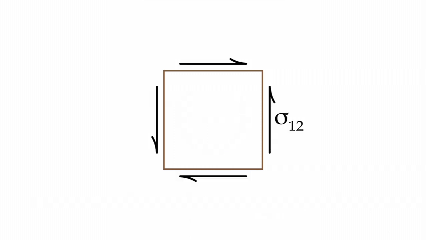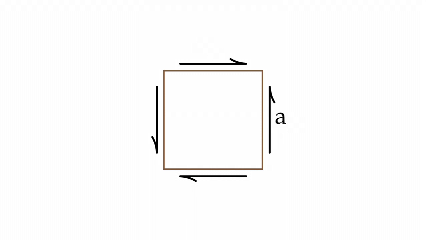In order to keep that cube from rotating, we need to balance the positive shear stresses on the vertical faces with negative shear stresses on the horizontal faces. But that's not enough. If we have shear stresses on the horizontal faces that are of a different magnitude than the shear stresses on the vertical faces, we won't have balanced the stresses.